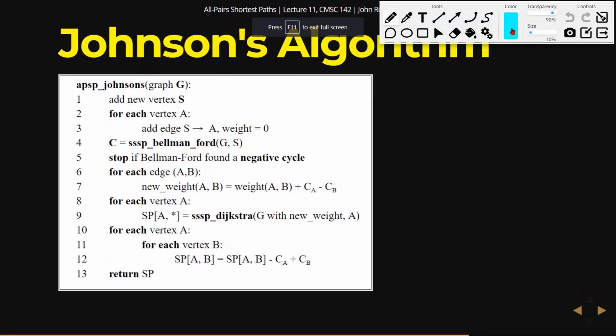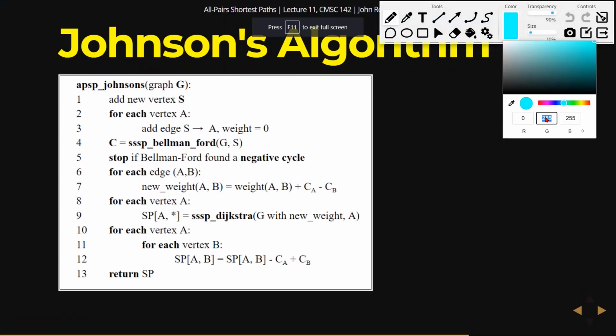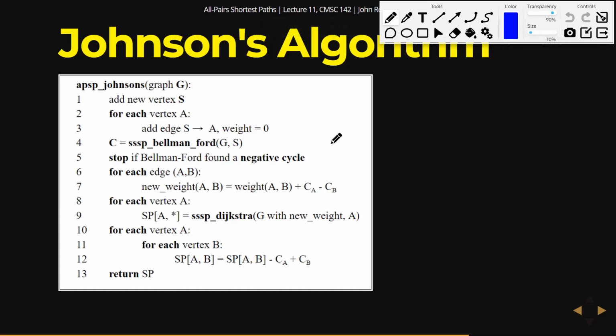So let's try to analyze the running time of this algorithm. For each vertex A, you'll do this for each vertex, right? So that would be O of n, because you're doing it once for each vertex. And then Bellman-Ford, remember, runs in n.